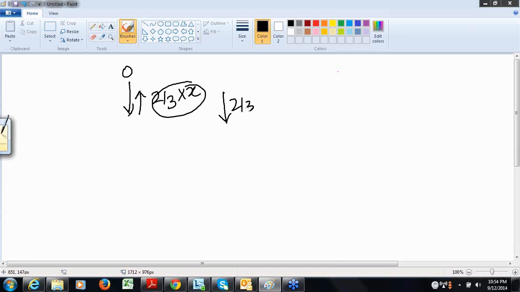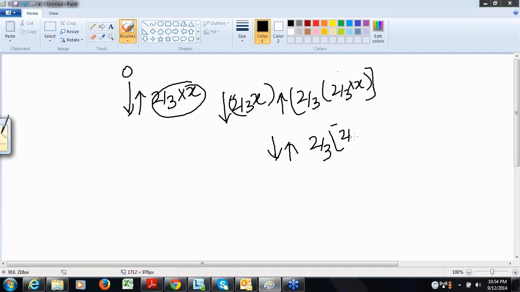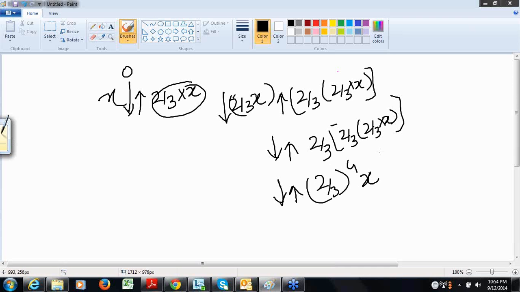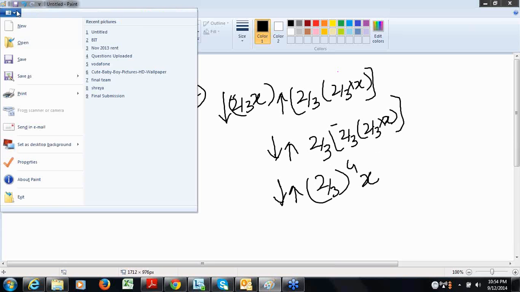2/3 x has been dropped and it reverted back to 2/3 into 2/3 into x. Now what is the height? This is the height. Now it has again dropped and it went back to 2/3, so 2/3 into 2/3 into 2/3 into x. So originally it was x height. It went back. Now it has been again dropped, so it will be (2/3) to the power 4 into x. Got it? Okay, great.